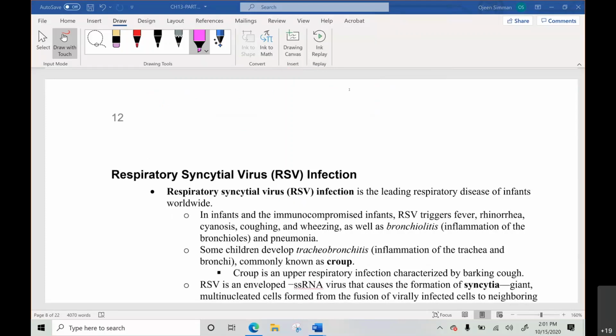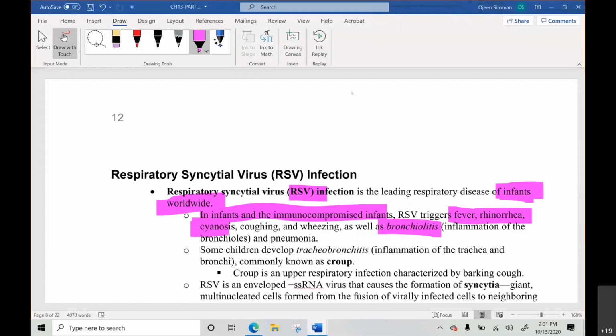Now, respiratory syncytial virus. This is the leading respiratory infection of infants worldwide. So how does this one present? In infants and immunocompromised infants, it will cause fever, rhinorrhea, cyanosis, as well as bronchiolitis, which is inflammation of the bronchioles.